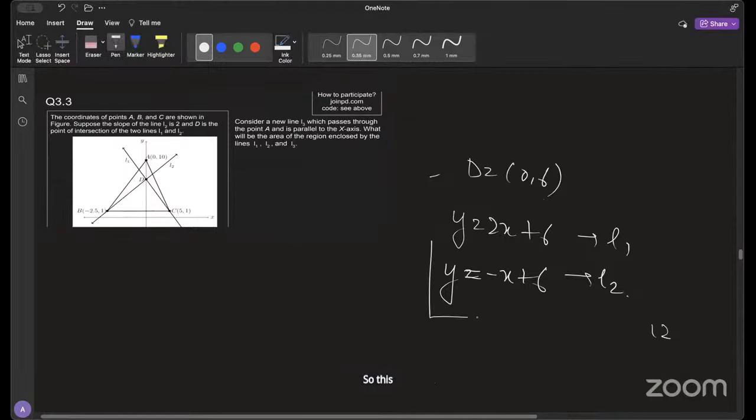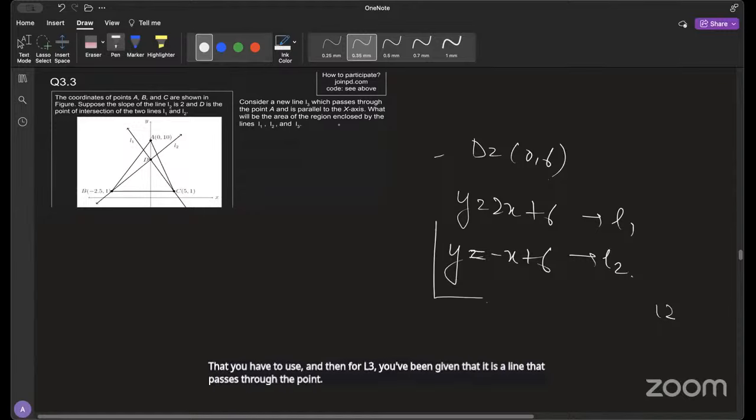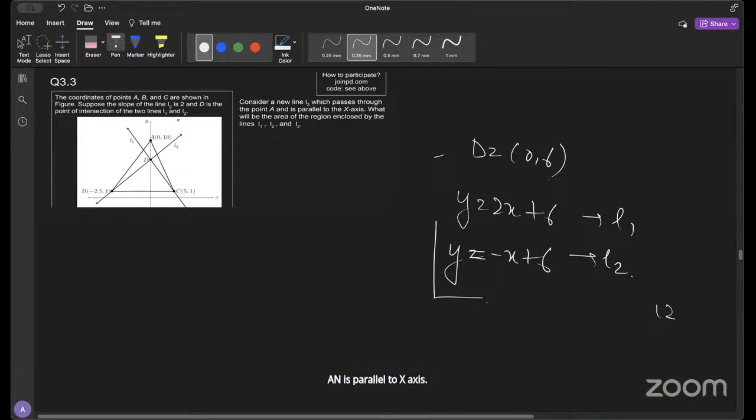So this is the info given to you that you have to use. And then for L3, you've been given that it is a line that passes through the point A and is parallel to the x-axis. And A point is 0, comma 10. So it passes through 0, comma 10 and it is parallel to the x-axis. This is the line, right?